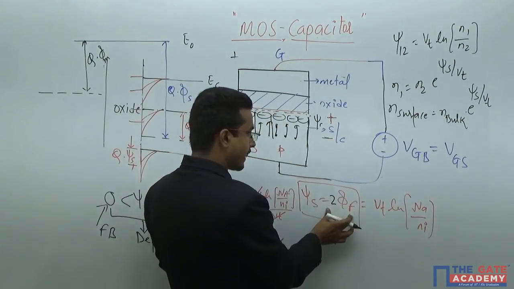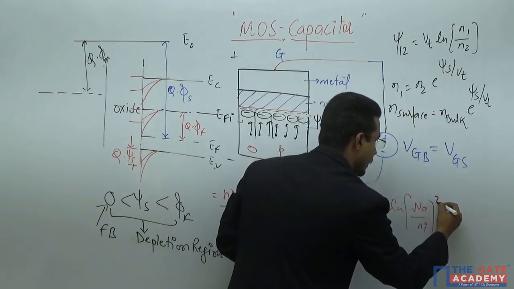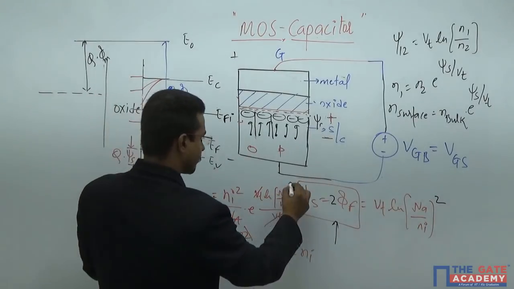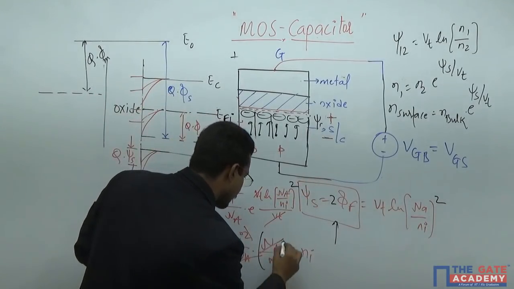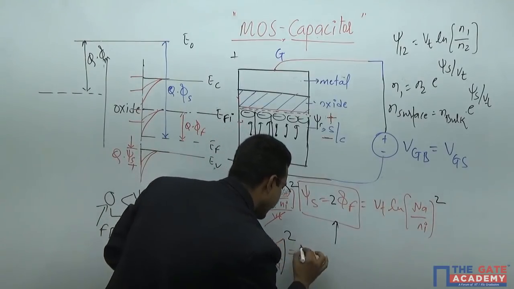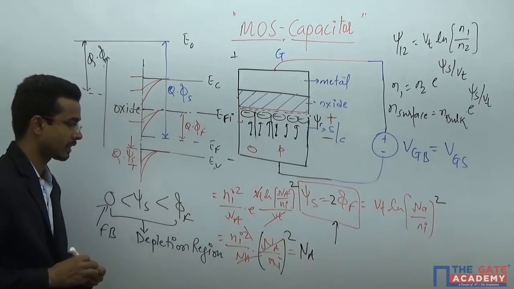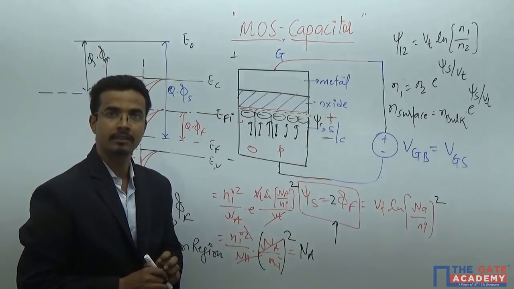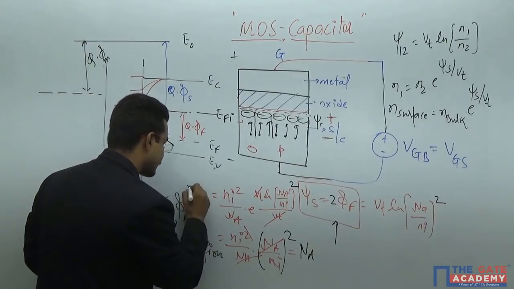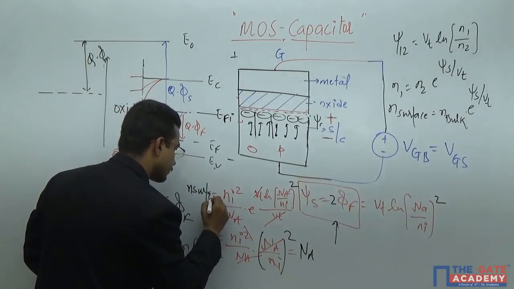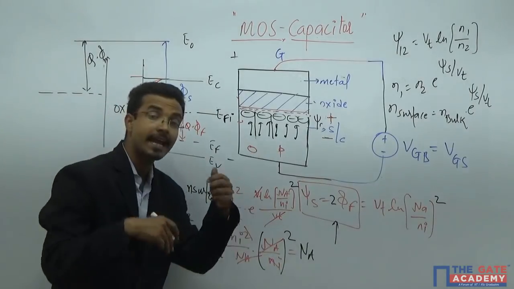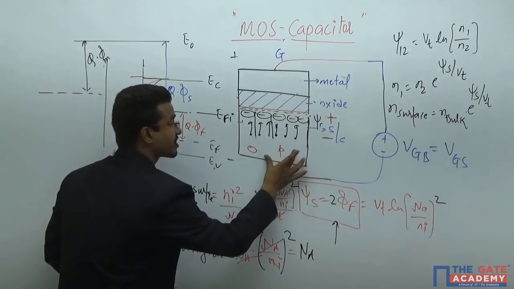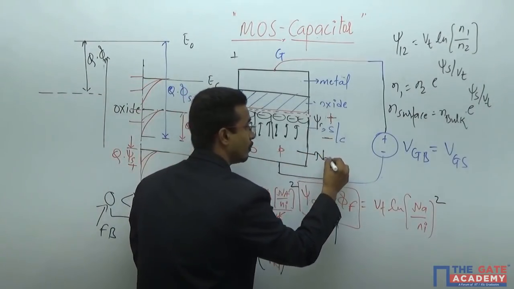If this psi s becomes 2 phi f, then you will get square here, and this will become square, this will also become square, and you will get Na here. But what is happening here if you keep on increasing this? It is n surface. N surface went to ni previously, but now the number is becoming Na. What is the doping concentration here? Na holes.